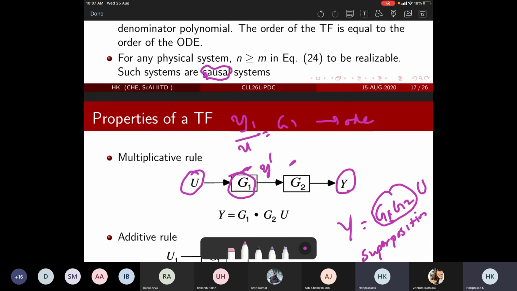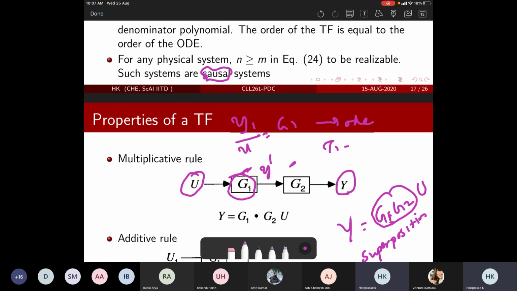So let's say if you have two ODEs, for instance, tau1 dy/dt plus k1 y is equal to b1, and another, tau2 dy/dt plus k2 y equal to b2. You cannot multiply these ODEs together. While in the transfer function case, when you are in the Laplace domain, the multiplication of the transfer functions is allowed, and that's a valid operation.